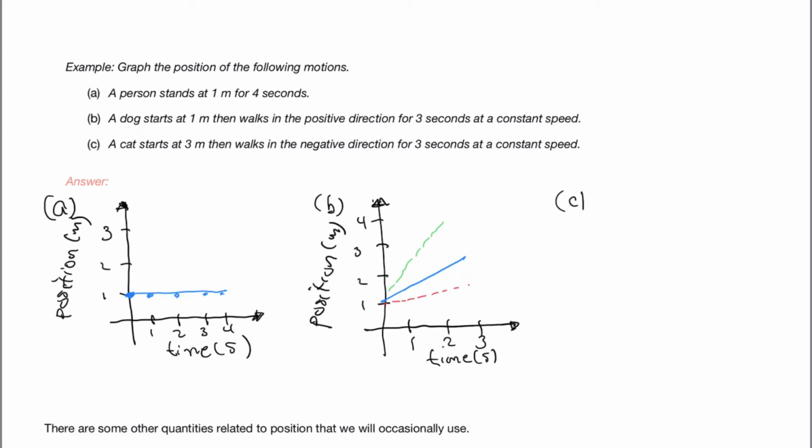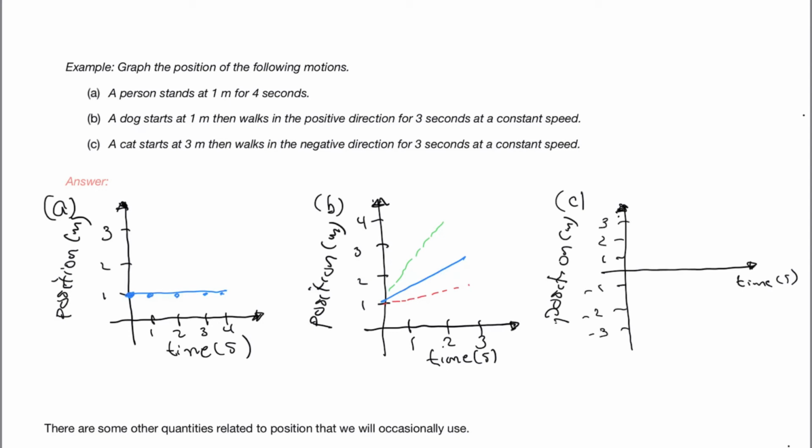Part C is similar. We again label our axes, and then we put time on the horizontal with its unit and position on the vertical with its units. Because the cat is located at 3 meters and moving in the negative direction, its position is going to become less positive. So it might look like this blue line here if it's walking at -1 meters per second. But if it were walking much faster, you might see this green line here. And if it was walking much slower, it might look like this red line here.